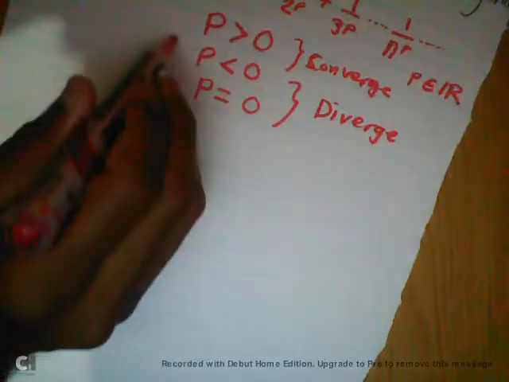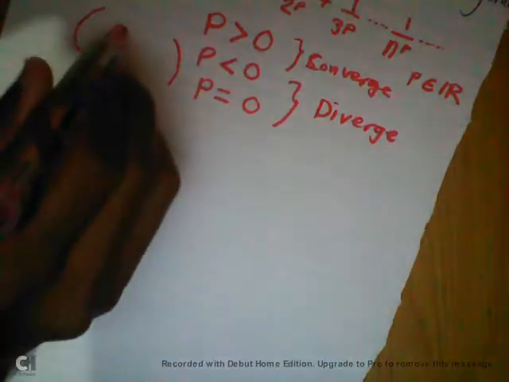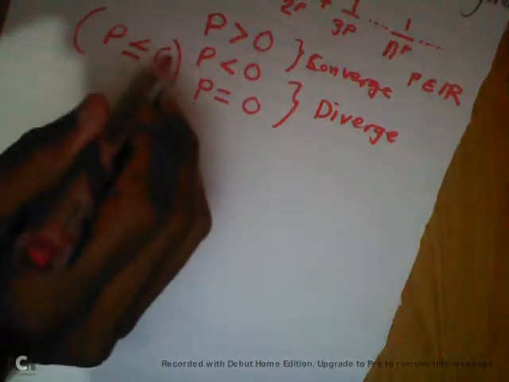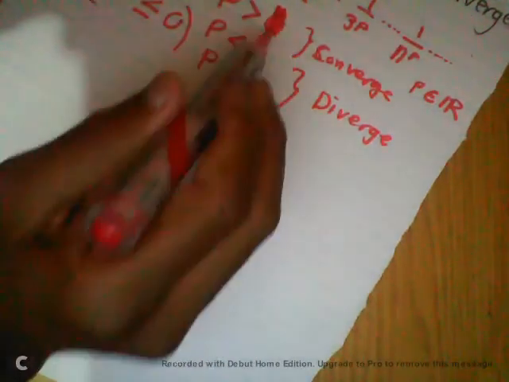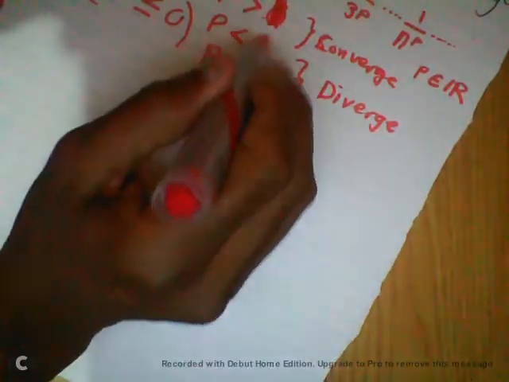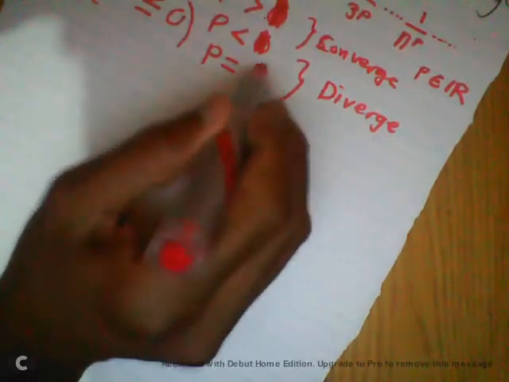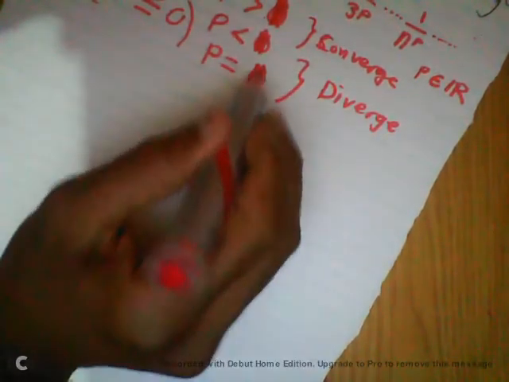Sometimes these two they write like this. Some other books say p is less than or equal to. When p is greater than 1, the series converges. But when p is less than 1, or p equal to 1, the series diverges.